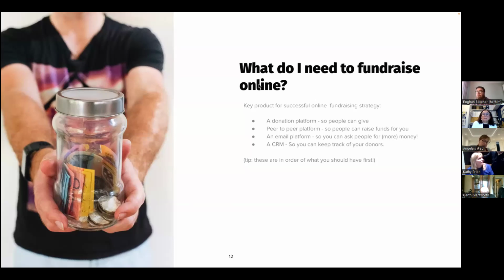Then you got an email platform. You know, people giving you a donation is good. You want to thank them. You want to tell them what their donation has done, why their donation is impactful, and you want to ask them for money again.